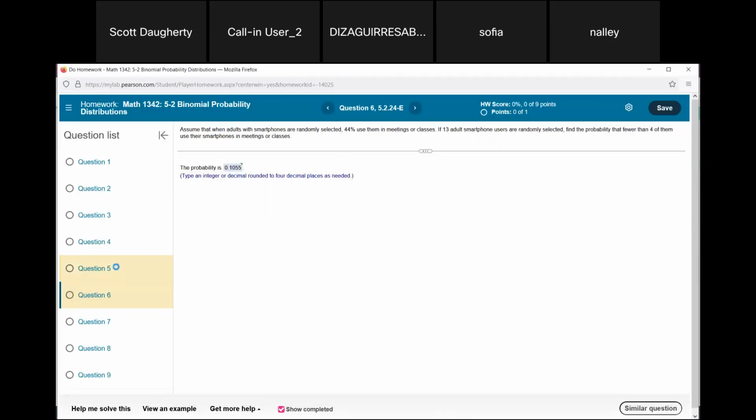Okay, and then there's number 5, and notice in number 5, 43% of the population uses their smartphones during meetings or classes. We're randomly picking 5 of them from the population, and we want to know the probability that at least 3 of them use their smartphones during classes or meetings out of the 5 people that we picked. Well, at least 3 would be 3 out of 5, 4 out of 5, or maybe 5 out of 5.